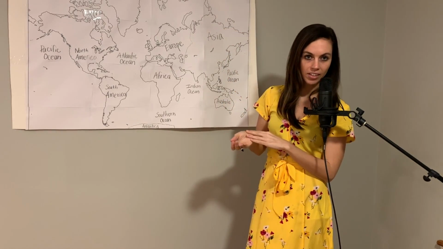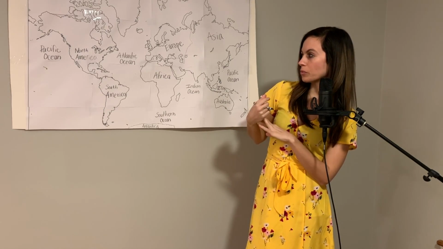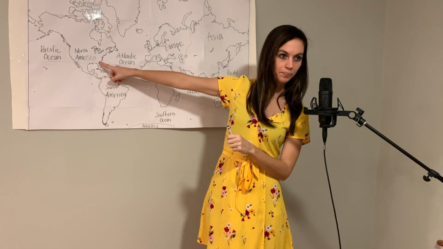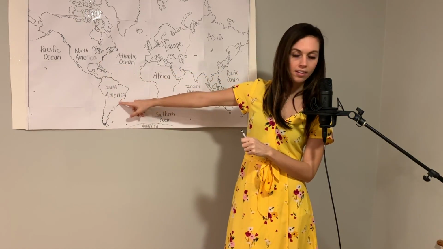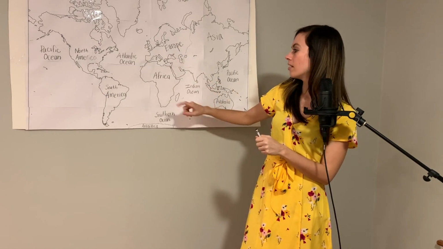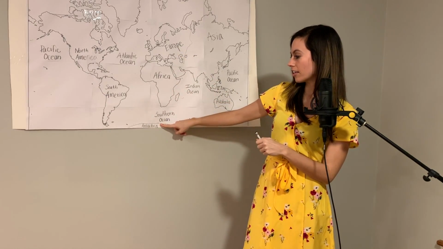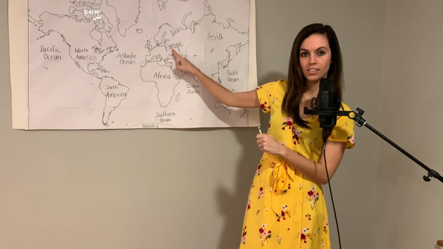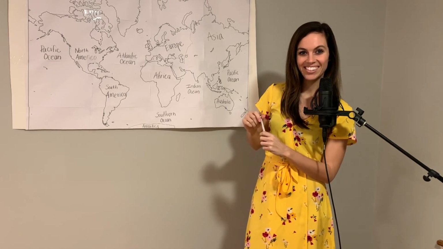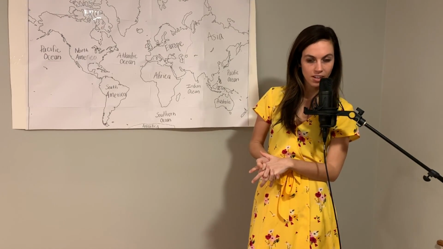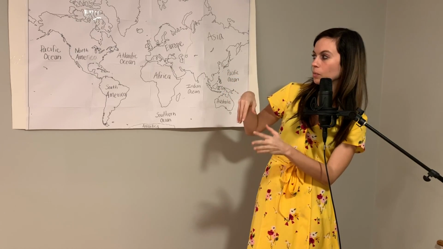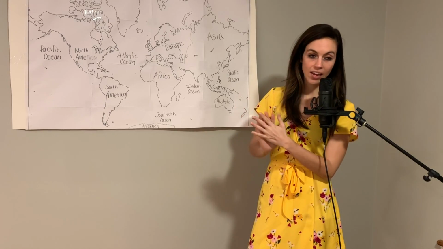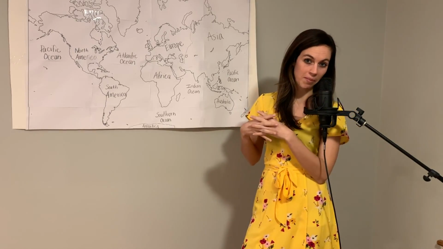So those are 7 continents, and I'm going to review them with you just to help you remember. So this is North America, South America, Europe, Africa, Antarctica, Australia, and Asia. So now I'm going to color each one in a different color so you can kind of see where they start and where they end. And it's not going to be perfect, so I'll show you a real map later.